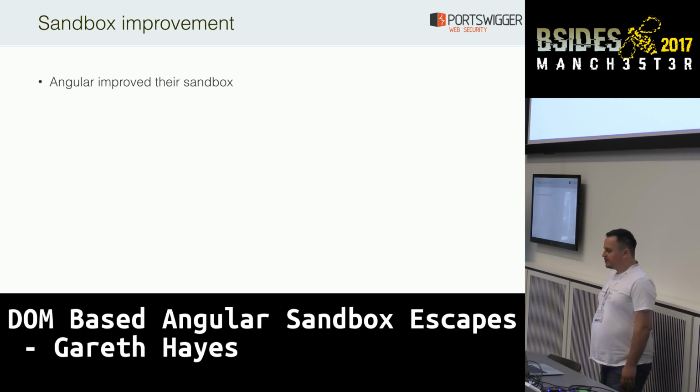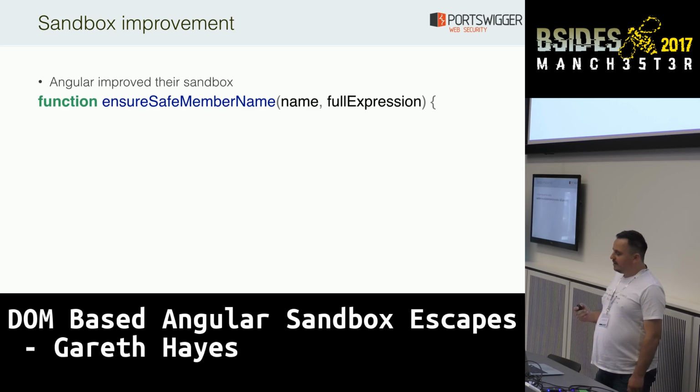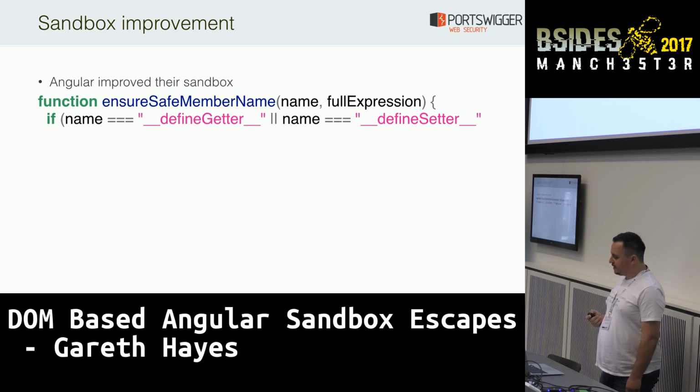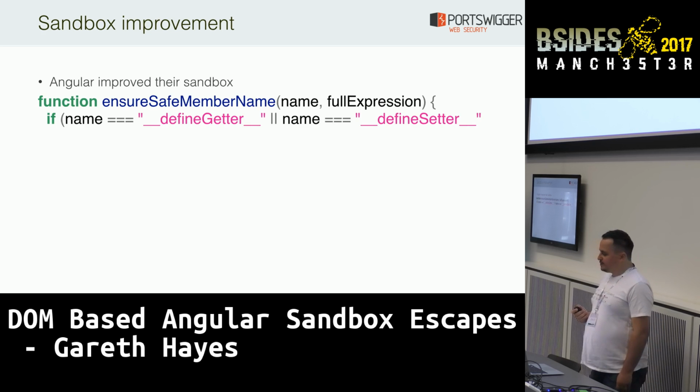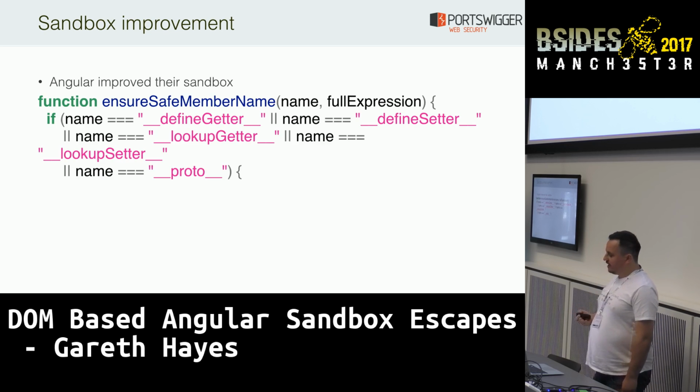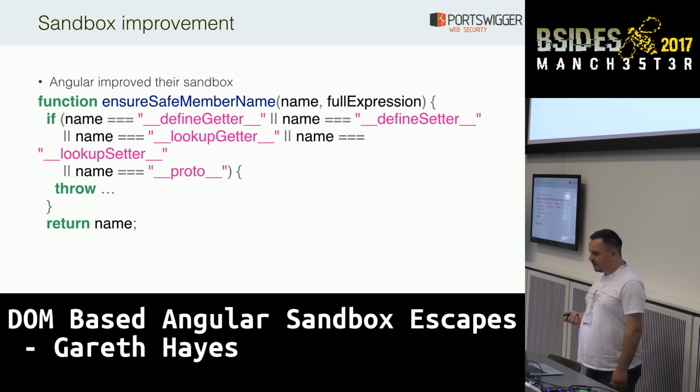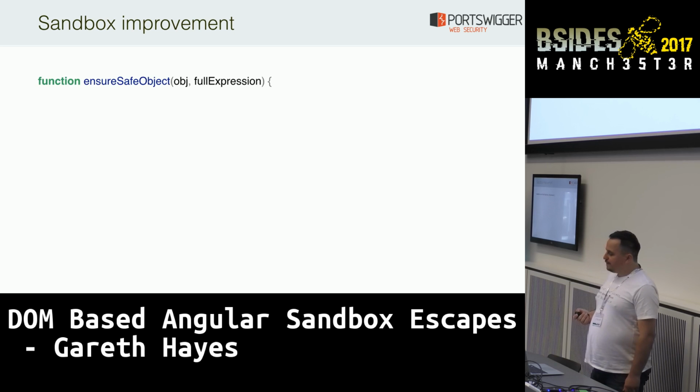Angular improved the sandbox quite a bit. They created an ensureSafeMemberName. Well, they improved the ensureSafeMemberName function. So this time they were checking for these properties directly. So if there was a __defineGetter__, __defineSetter__, __lookupGetter__, __lookupSetter__, or the __proto__ property, it would throw an exception. And they also added a new function called ensureSafeObject.